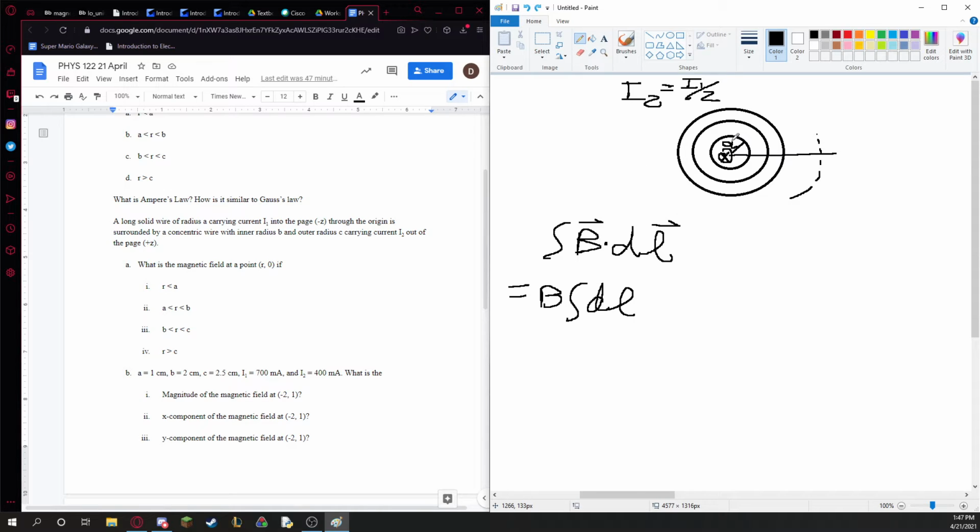Essentially, it ends up being 1. So we can simplify it. B dot dl is equal to B times dl. B comes out because it's a constant. And our integral of dl over this entire circular path, what does that integral give us? Exactly, it gives us the circumference of the circle, which is 2 pi r.